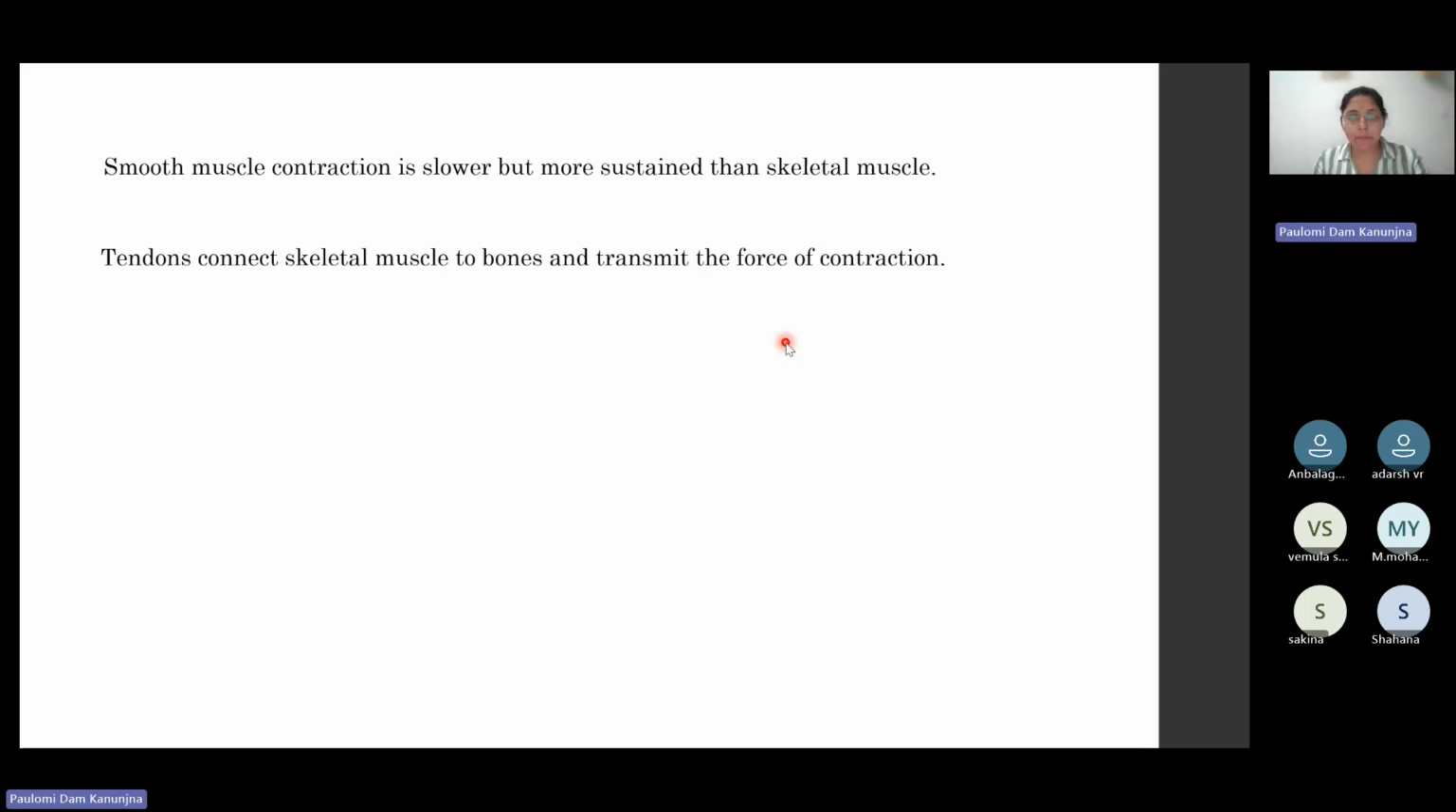So let me read the statements out for you. The statements, I think, are self-explainable. So smooth muscle contraction is slower but more sustained than skeletal muscle. Is that true or false? And the second one says tendons connect skeletal muscles to bone and transmit the force of contraction. Is that true or false?